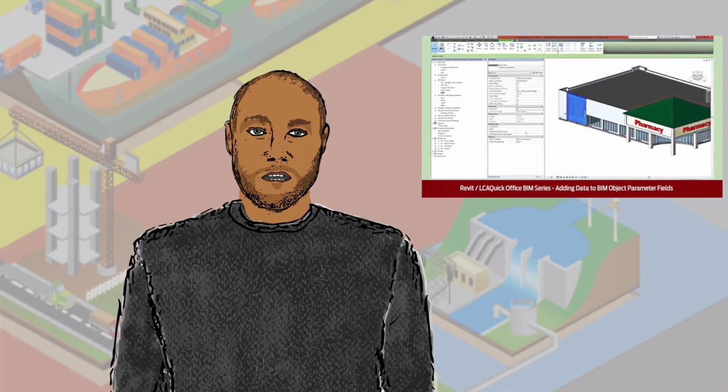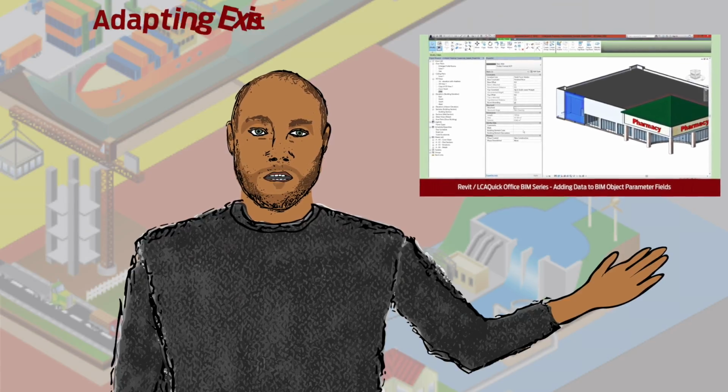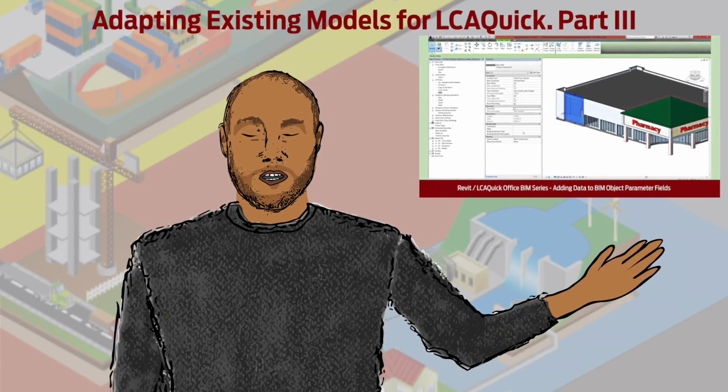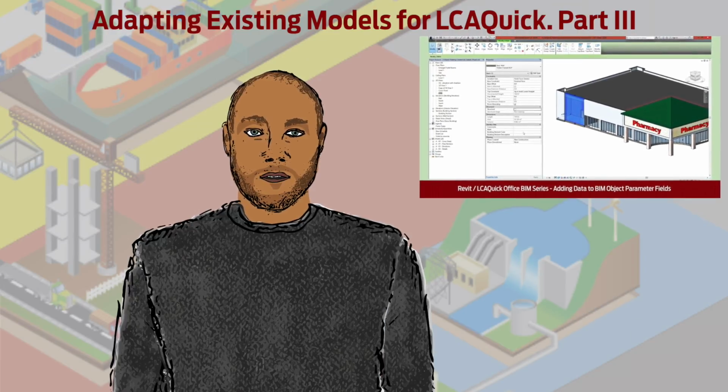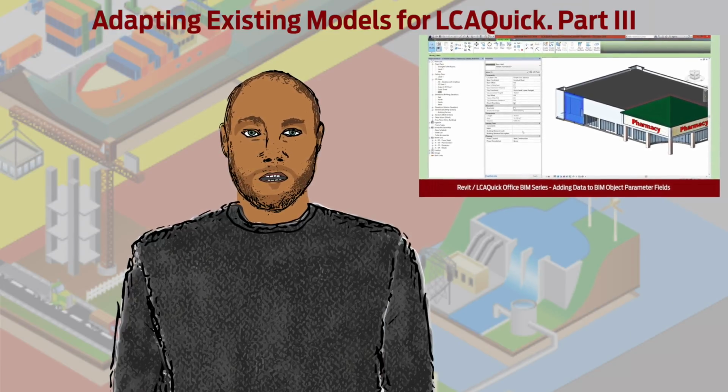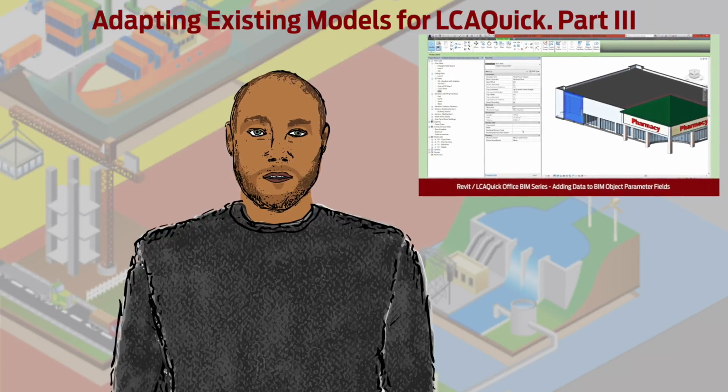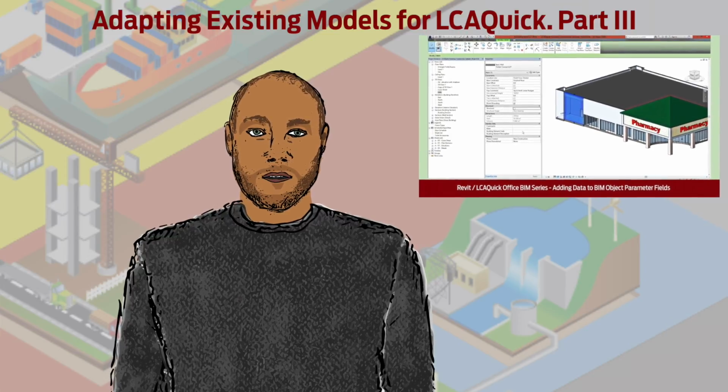LCAQuick, the Office BIM version, requires classification information about building elements, CBI codes, material maintenance, paintwork, and other physical properties to be added to the BIM model. This video shows how to use LCAQuick to find the appropriate element name and code for a wall BIM object, and then the process of entering this data into the BIM object's shared parameters you have just created.